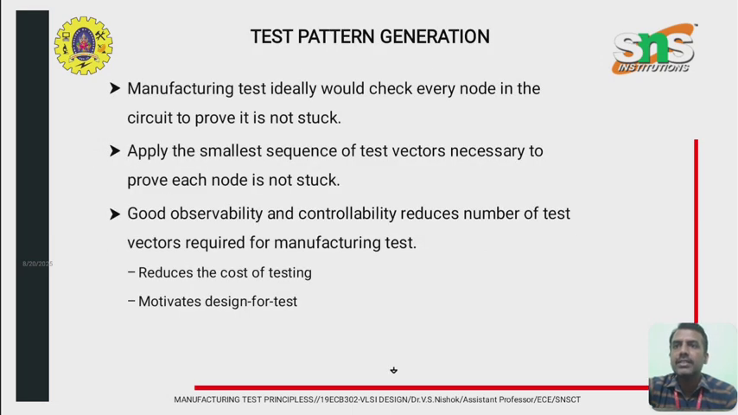And then test pattern generation. With the help of good observability and controllability, we reduce the number of test vectors required for manufacturing tests. So it indirectly reduces the cost of testing and improves the yield. We don't need to check each and every input combination. So this is a different method.